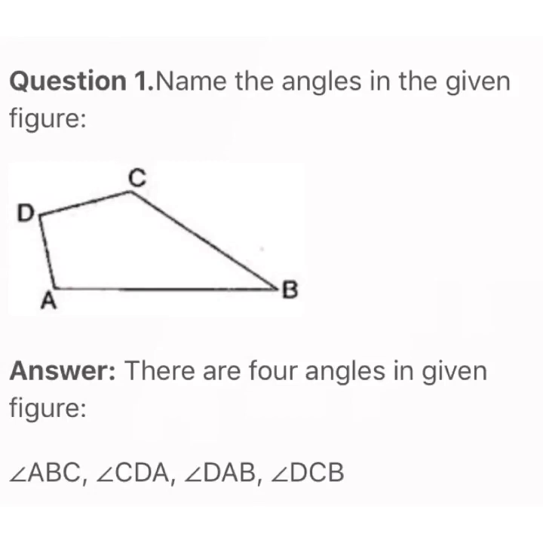Children, we have already learned how to denote an angle. So here you can see there are 4 angles formed by this figure. In this figure, angle ABC, angle CDA, angle DAB, angle DCB. Children, in each angle, the middle letter is the vertex of the angle.